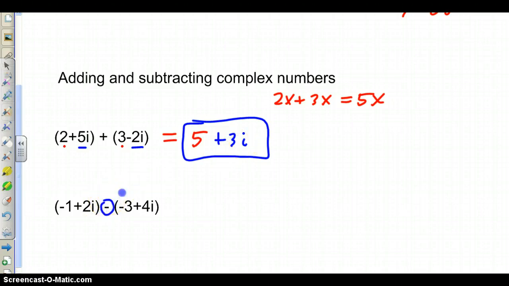Just be real careful on this one because this negative is being distributed. So the real part would be negative 1 minus negative 3, which is like plus 3. So 3 minus 1 is 2. And then the imaginary part would be 2i minus 4i, or negative 2i here.